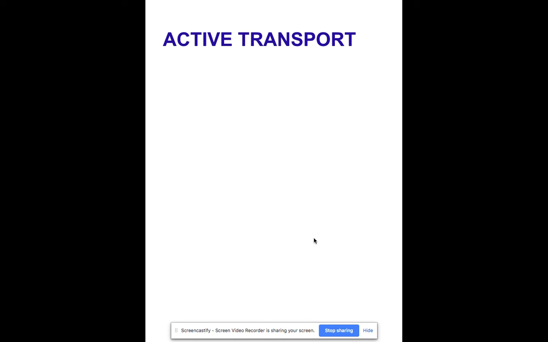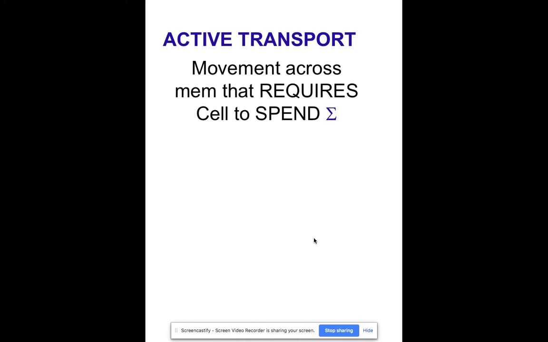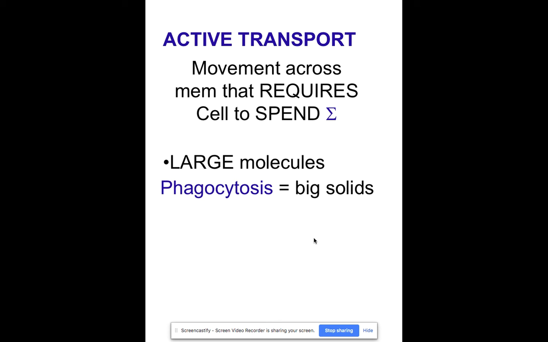The last type of transport is what we call active transport. Active transport is exactly as it sounds. It's movement, it requires energy, sometimes a lot of energy. It's when you're forcing molecules to go across the membrane that may not necessarily want to go across. So usually we're moving large molecules. It could be big pieces of food that your cell needs. It could be liquids. It could be charged particles, which we call ions. So active transport is usually large molecules.